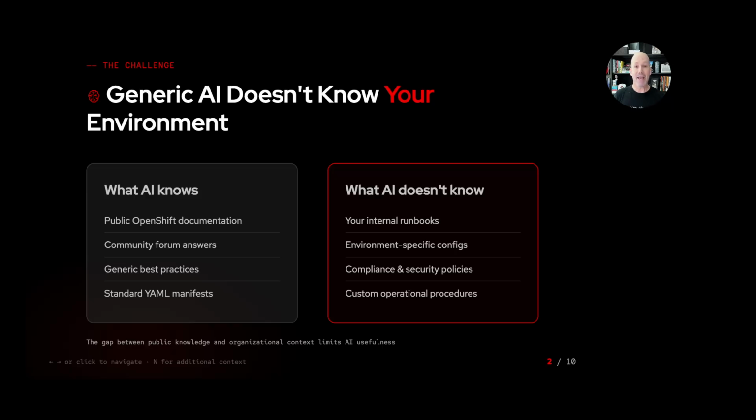But that AI environment is fairly generic. It is an expert in OpenShift. It is an expert in Kubernetes. But OpenShift Lightspeed, out of the box, does not know anything about your business. It doesn't know about your internal runbooks, any specific configurations or requirements that your business might have.